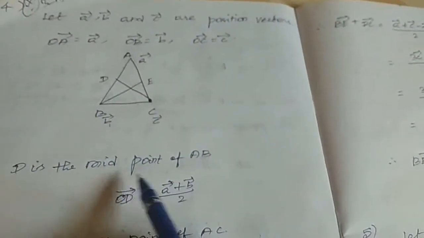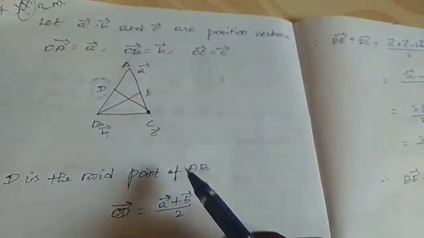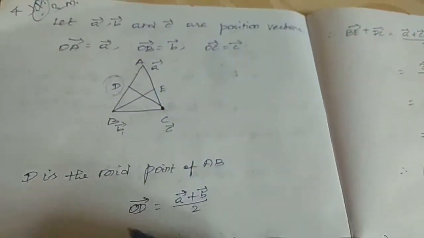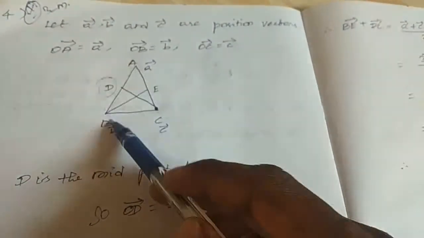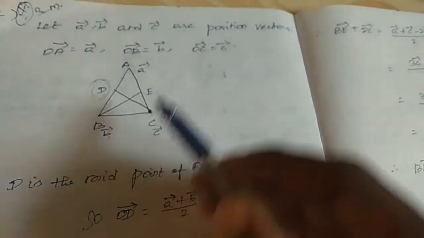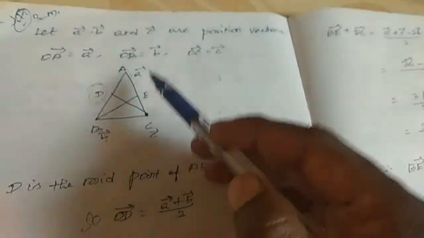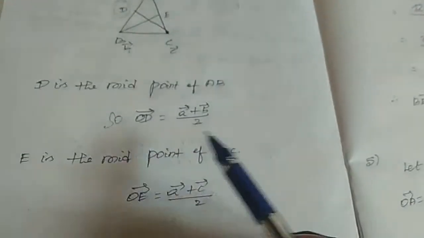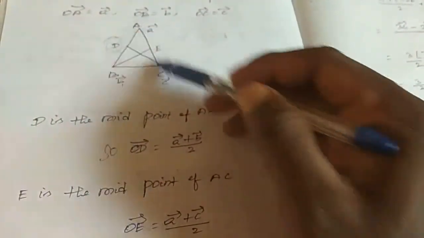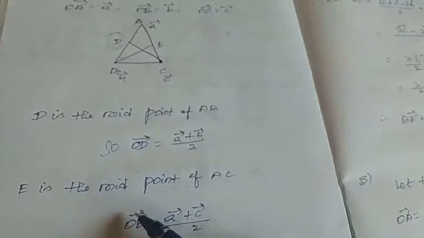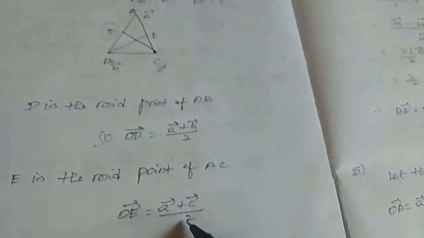So D is the midpoint of AB, which means OD vector equals (a vector plus b vector) by 2. After that, E is the midpoint of AC, so OE vector equals (a vector plus c vector) by 2.